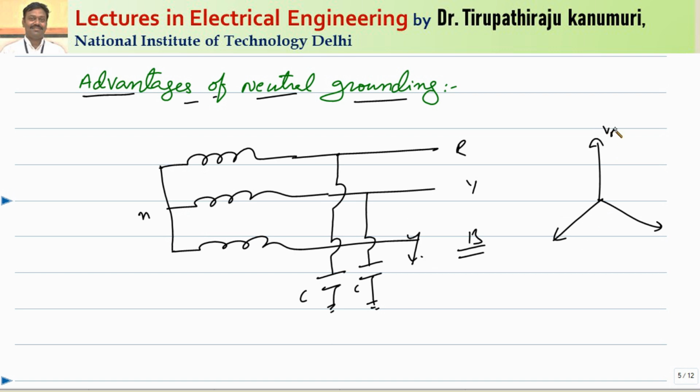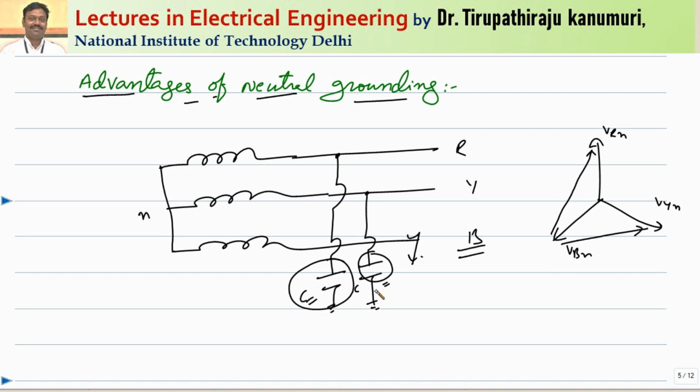This is my voltage VRN, VYN and this is VBN. Across each of these capacitors, the voltage will now be between that phase and the B phase: for the first capacitor between the R phase and the B phase, and for the second capacitor between the Y phase and the B phase. So these will be line voltages, and because of this the voltages become equal to the line voltage.